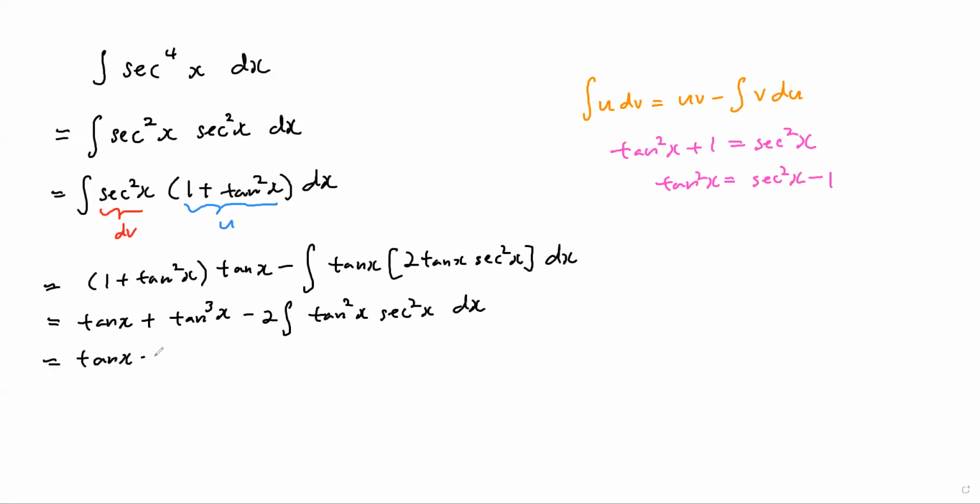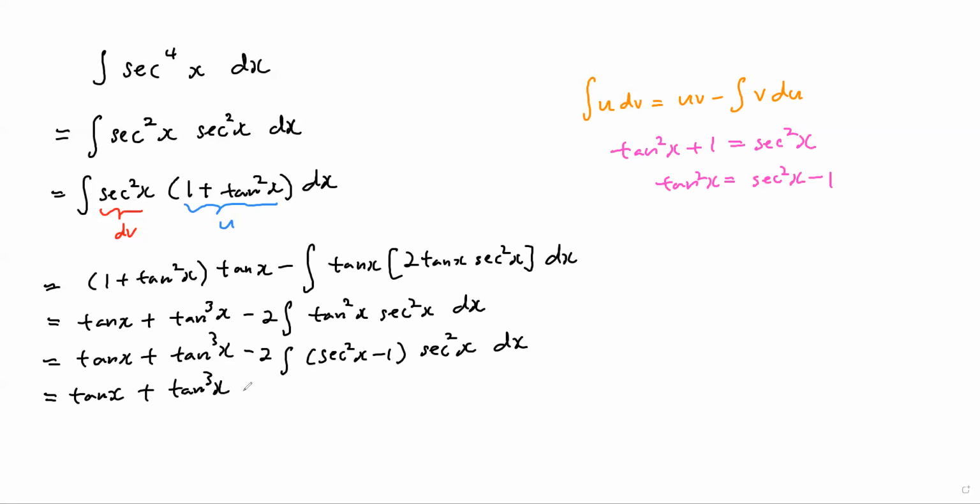So this is tangent x plus tangent cube x, minus 2. I'm going to replace the tangent square with secant square x minus 1. The secant square x is still here. So let us expand this. We should get secant to the power 4 x minus secant square x dx. So we are getting somewhere here. This all looks good.